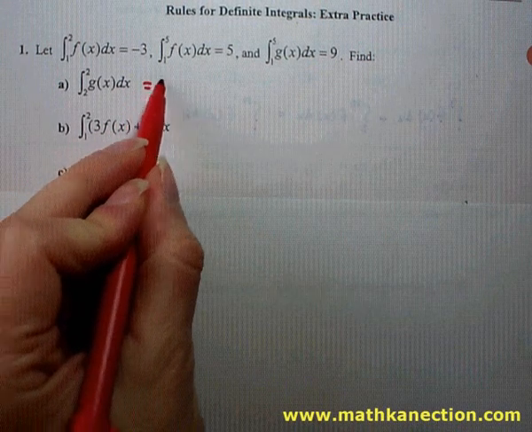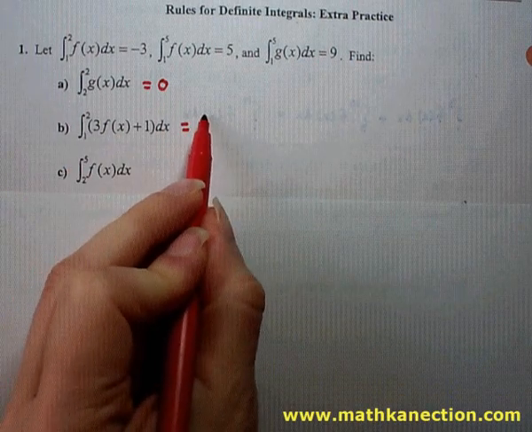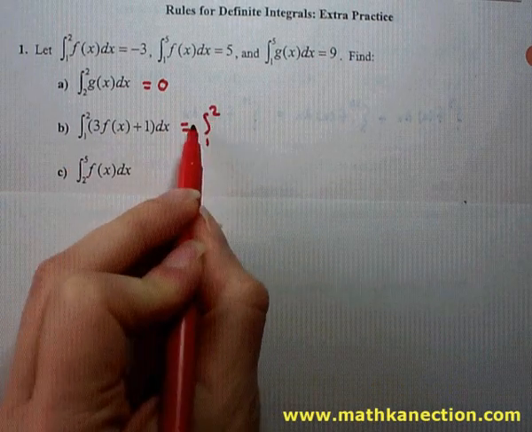The first example, the integral from 2 to 2 is just equal to 0 from the basic rule of the definite integral.